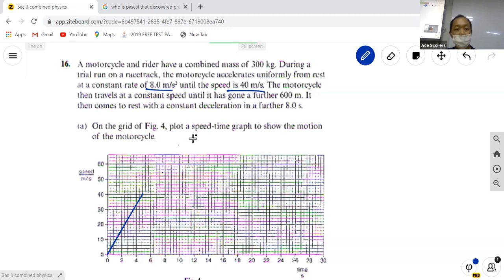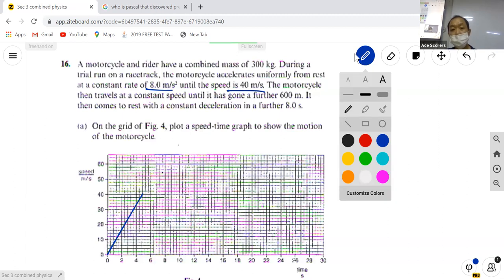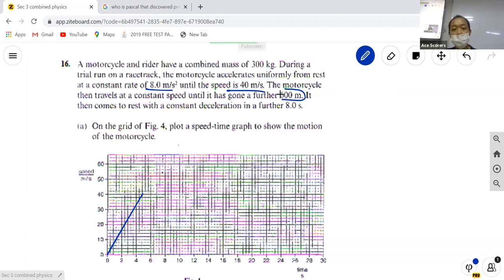Okay, and then after that, constant speed until you reach a further 600 meter. So 600 meters, how do you find the distance in a speed time graph? Where is the distance in a speed time graph? No. Gradient is the acceleration. Rise over run is the acceleration. Gradient is acceleration. Area is the distance.